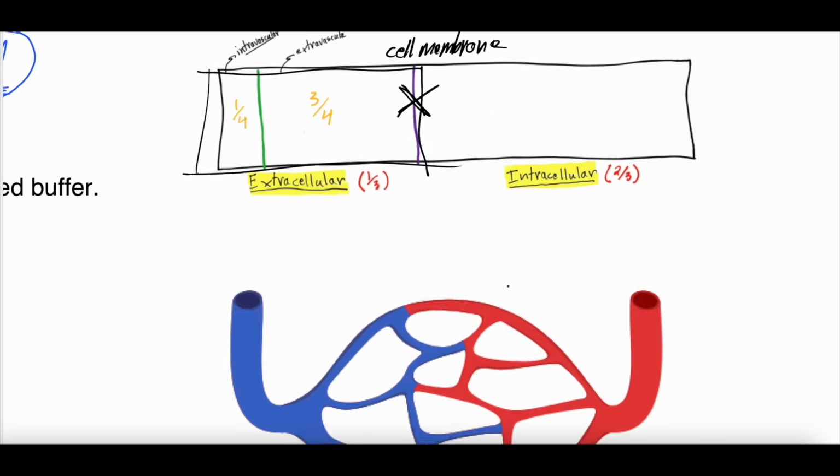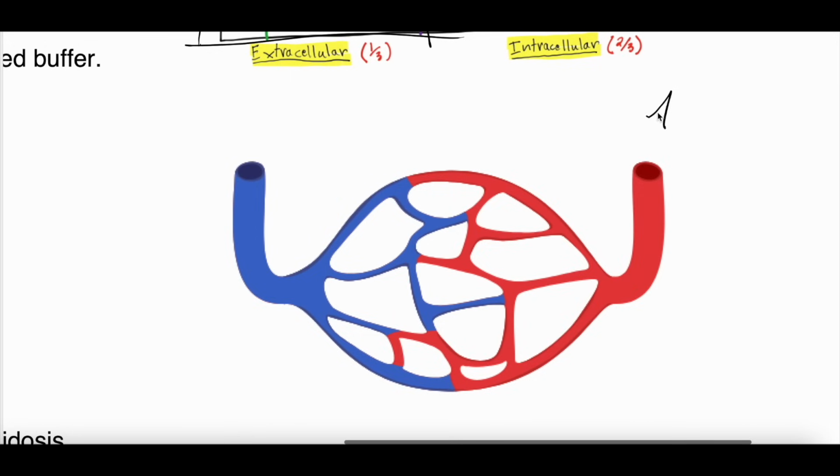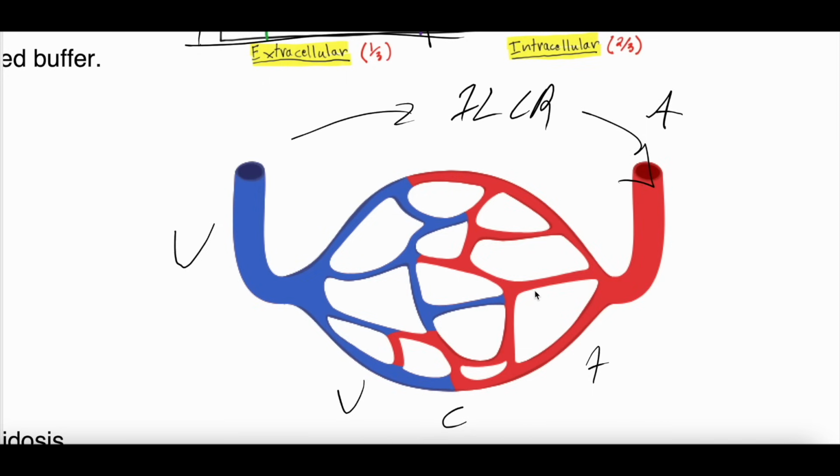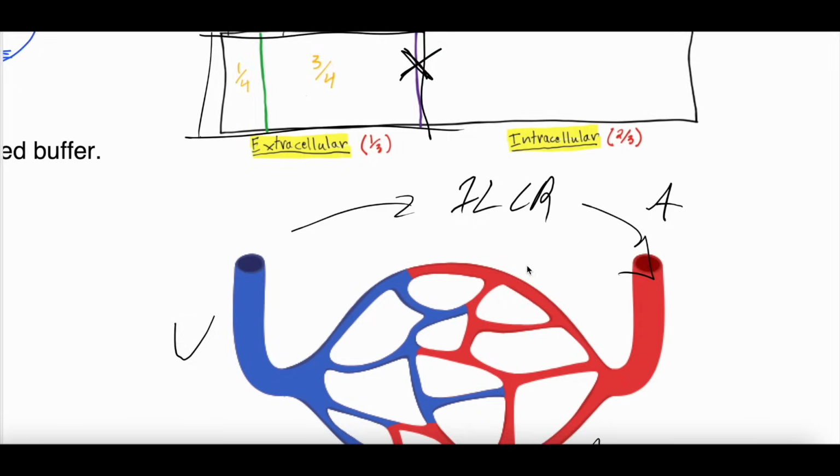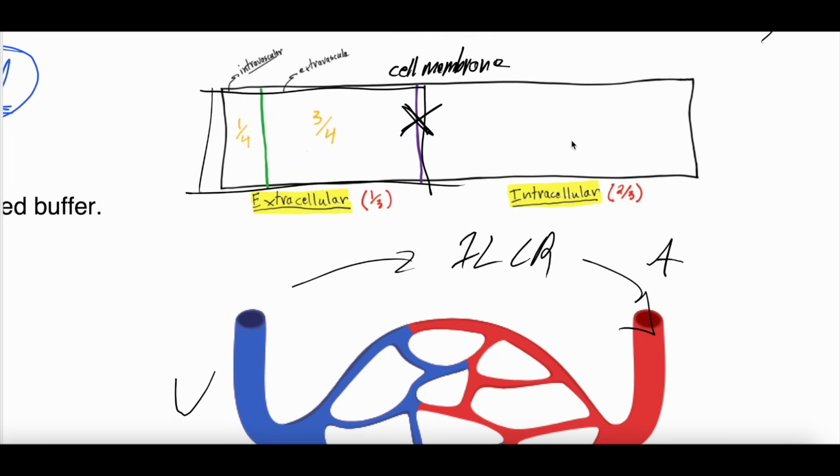So if we were to go down here, and we were to say you have your artery, arterial, capillary, venule, vein, and you give 1 liter of Lactated Ringers, right? And it's circling, and it gets to the capillaries. Well, what we know is that none is going to go to the intracellular space, but the extracellular space is composed of both intravascular and extravascular.